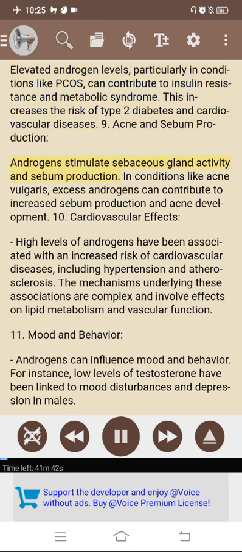9. Acne and sebum production. Androgens stimulate sebaceous gland activity and sebum production. In conditions like acne vulgaris, excess androgens can contribute to increased sebum production and acne development.